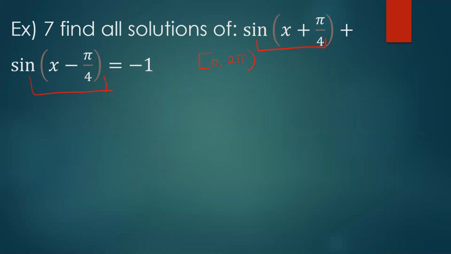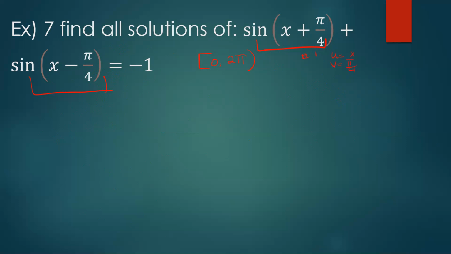Where a sine, and then you have two numbers added. That's going to be formula number 1, right? And then you're going to let u equals x, and v equals pi over 4.